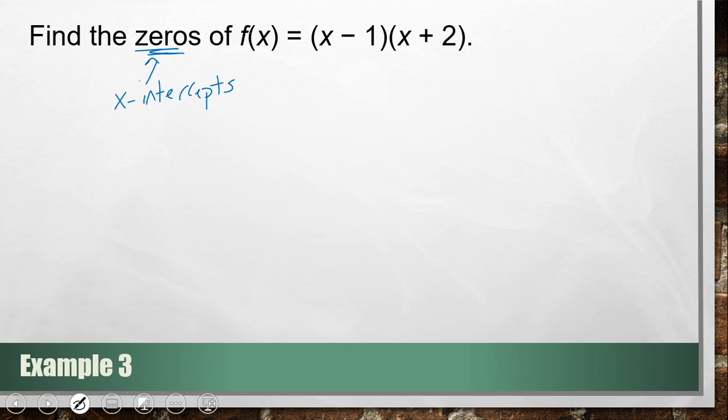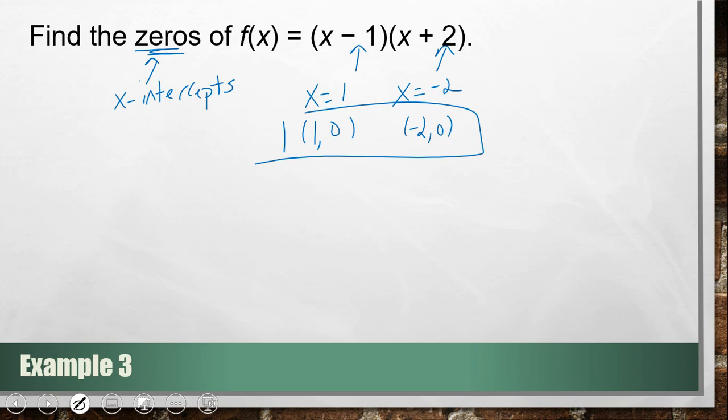So the zeros of this function are going to be the opposite of these 2 signs right here. So x equals 1 and x equals negative 2. So your x-intercepts would be at 1, comma 0 and negative 2, comma 0. So don't get confused by the term zeros. It's just basically you're solving for x.